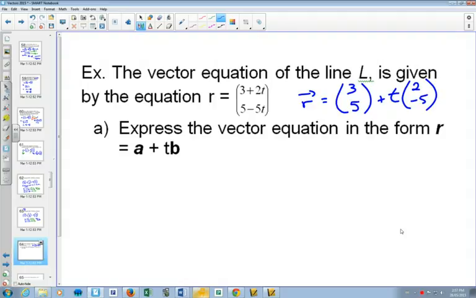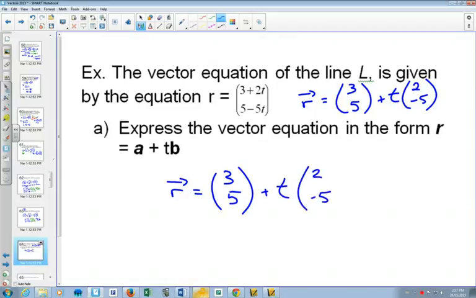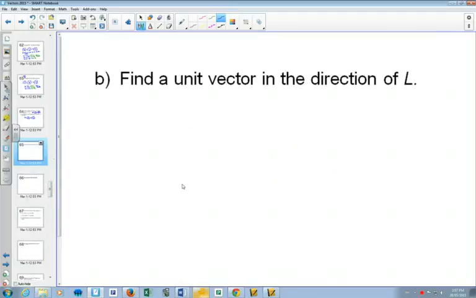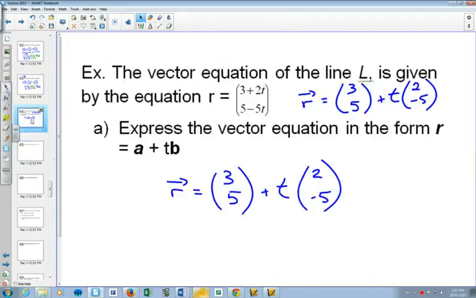So there, now we've rearranged this so our vector has a point. (3, 5) is a point. And the direction is (2, -5). So this is our line L, and we want to find the unit vector in the same direction as this.